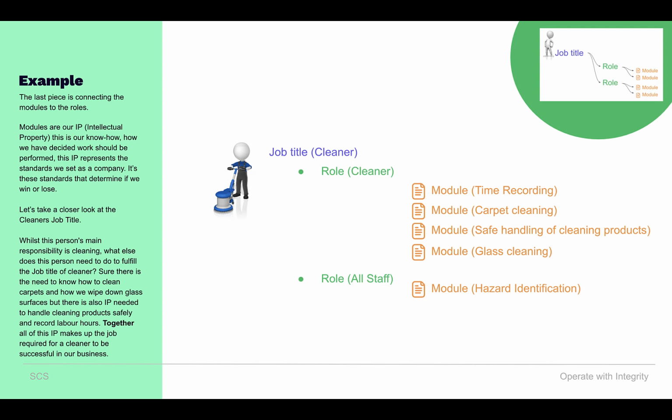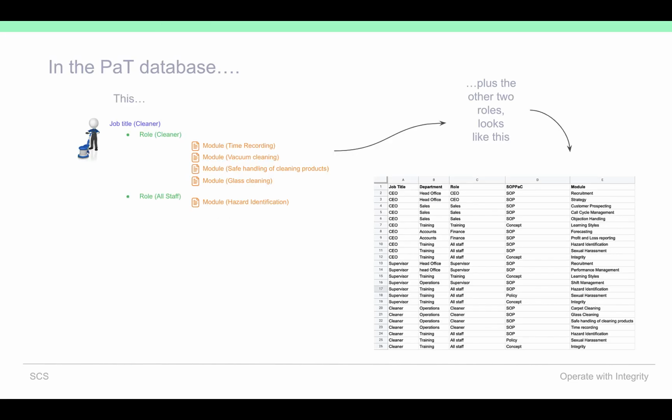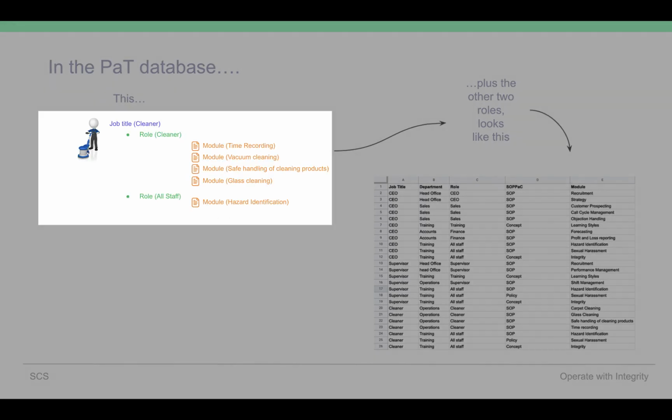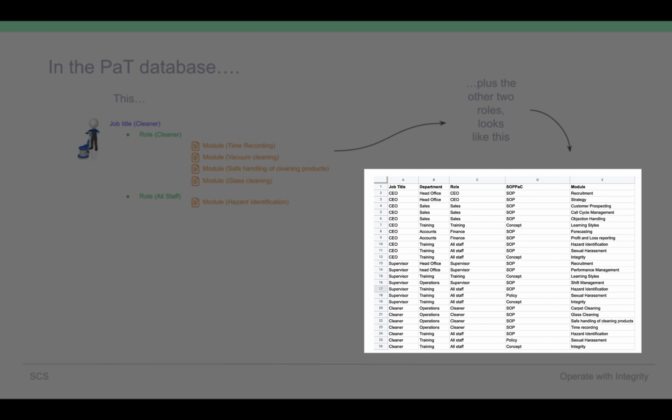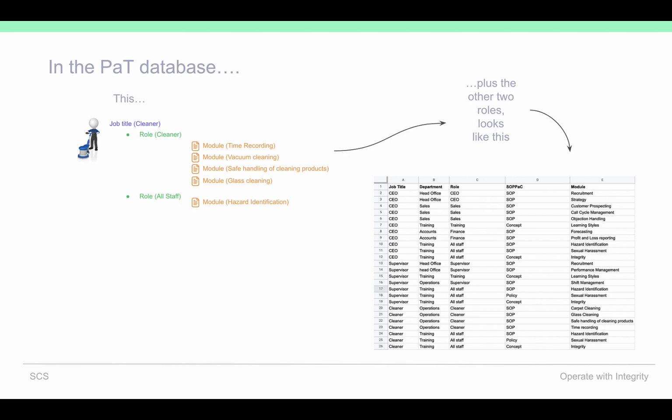Now, whilst the person's main responsibility is cleaning, what else does the person need to do to fulfill the job title of cleaner? Sure, they need to know how to clean carpets and how we wipe down glass surfaces, but there's also IP needed to handle cleaning products safely, DGs, and record labour hours. And together, all of this IP makes up the job required for a cleaner to be successful in our business. So I hope that makes sense. In the PAT database, this image on the left, plus the other two roles, ends up looking like this. So this is how the architecture or the structure of the module to role to job title looks in the background.